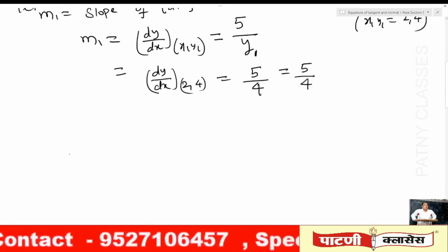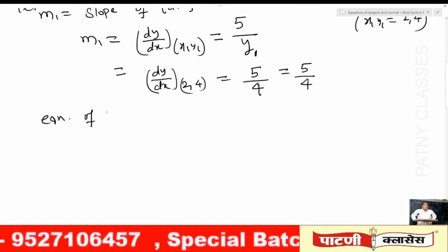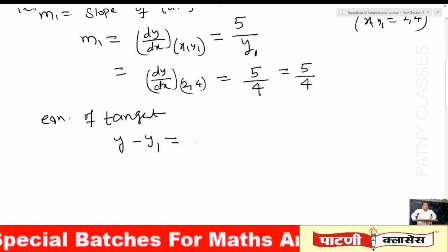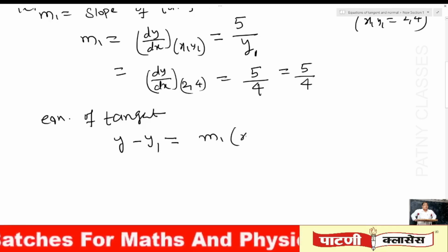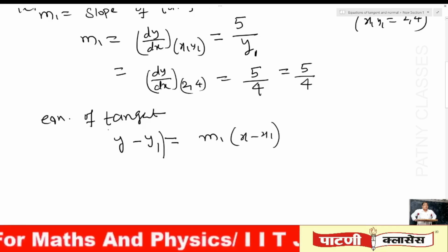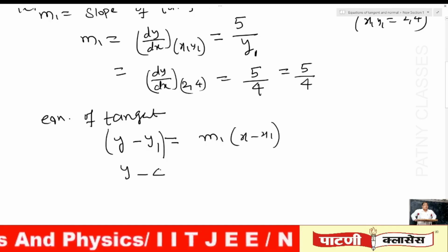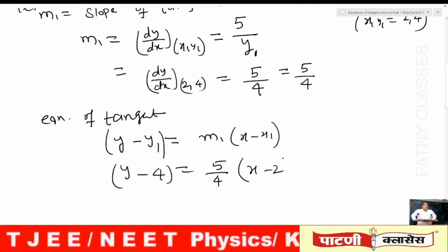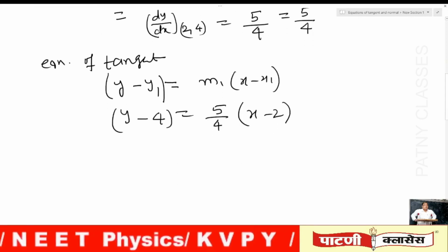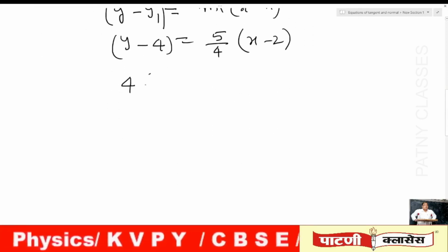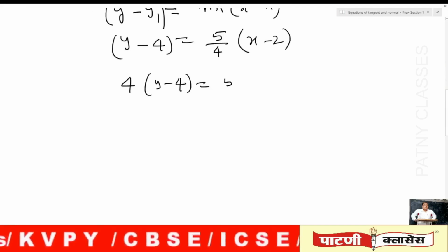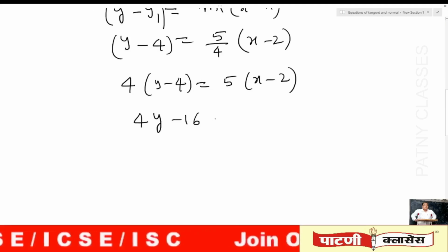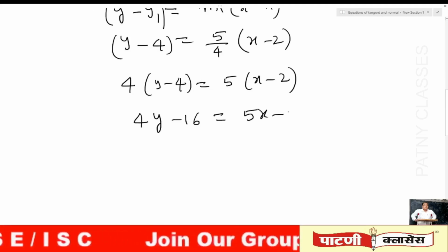Now the next step is the equation of tangent. The equation of tangent is obtained by using y minus y1 equals m1 times x minus x1. Here y1 is 4, m1 is 5 upon 4 and x1 is 2. Putting these into the equation and simplifying, 4 into y minus 4 equals 5 into x minus 2, so I get 4y minus 16 equals 5x minus 10.